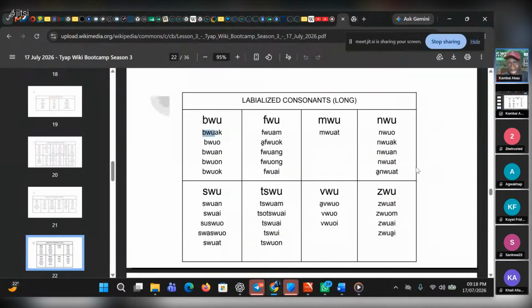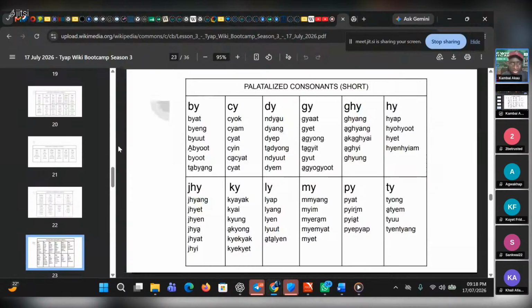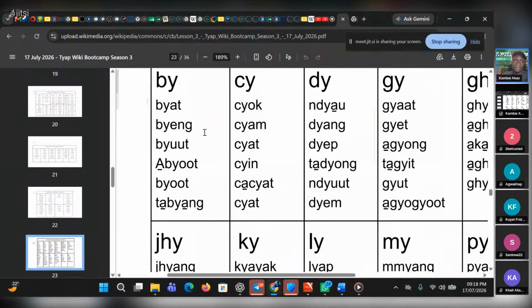Okay. And then we are getting very close. And then we have the palatalized consonant sounds. We have the short one. Under the short one, we have biat, biat, to greet. We have biang, a version of bang, and then we have biak, and then we have tebyang.